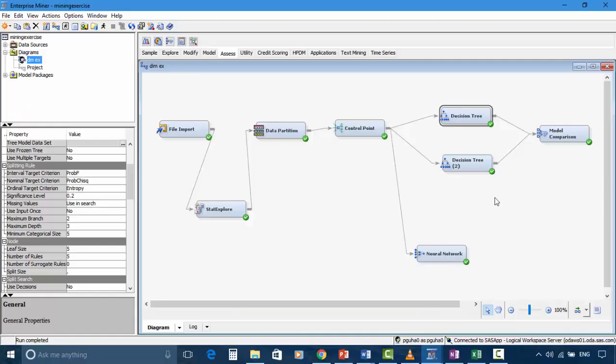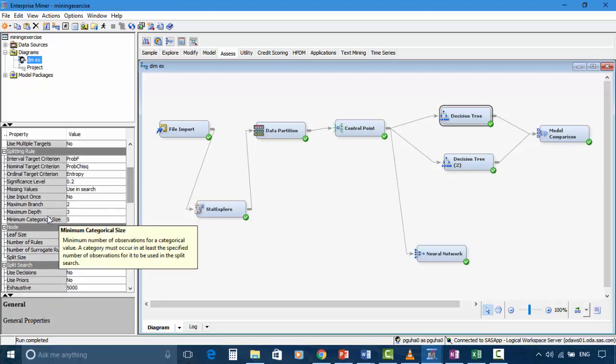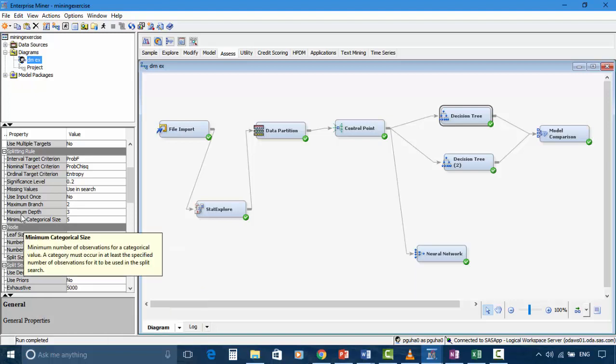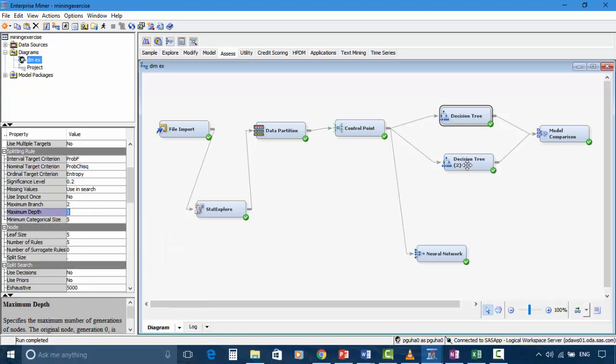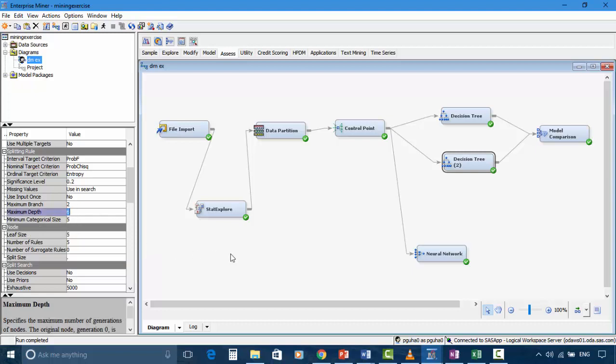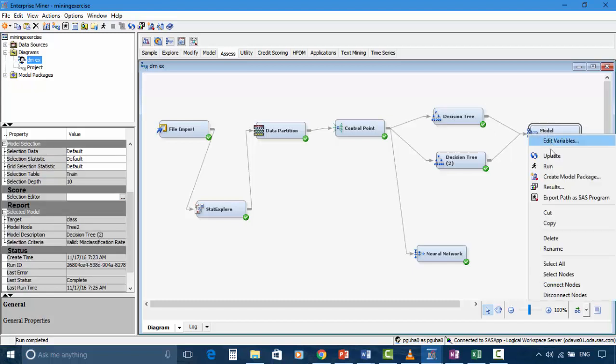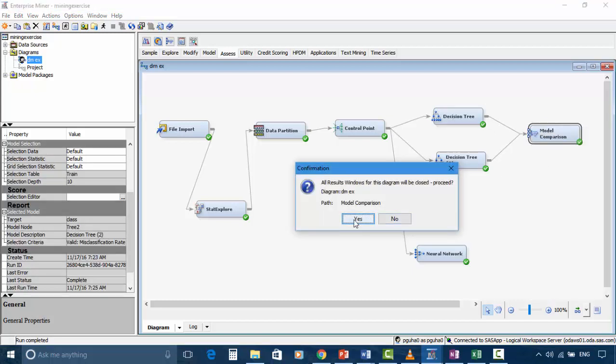So the first concept which we are going to learn is overfitting. Here we have two decision trees which have different maximum depths. The first decision tree has a maximum depth of 3, and the second decision tree has a maximum depth of 6. Then we are going to compare both decision trees using model comparison, and let's run the model comparison.